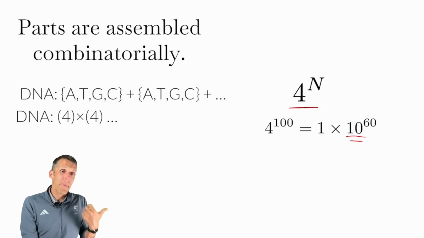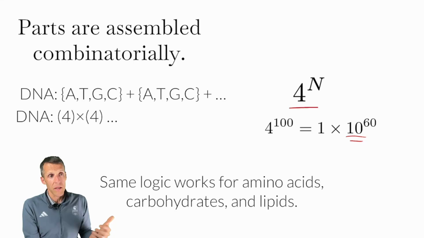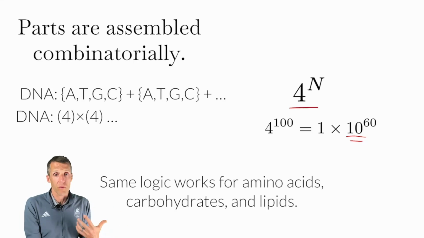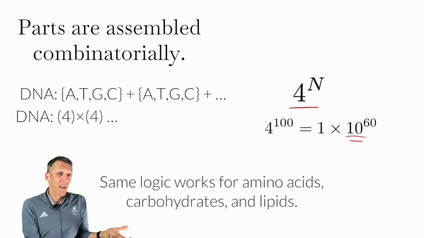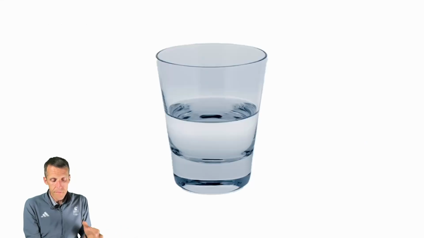And we see that same basic phenomenon happening when we're talking about amino acids, when we're talking about carbohydrates, and when we're talking about lipids. So a lot of the complexity comes from just combining a bunch of simple parts. So this puts us into what you might think of as a glass half full, glass half empty scenario.